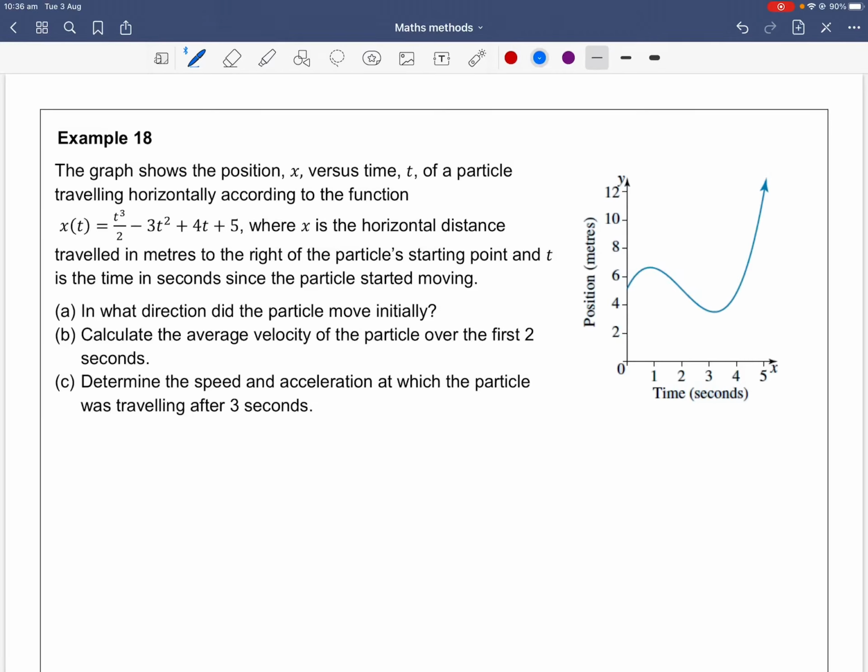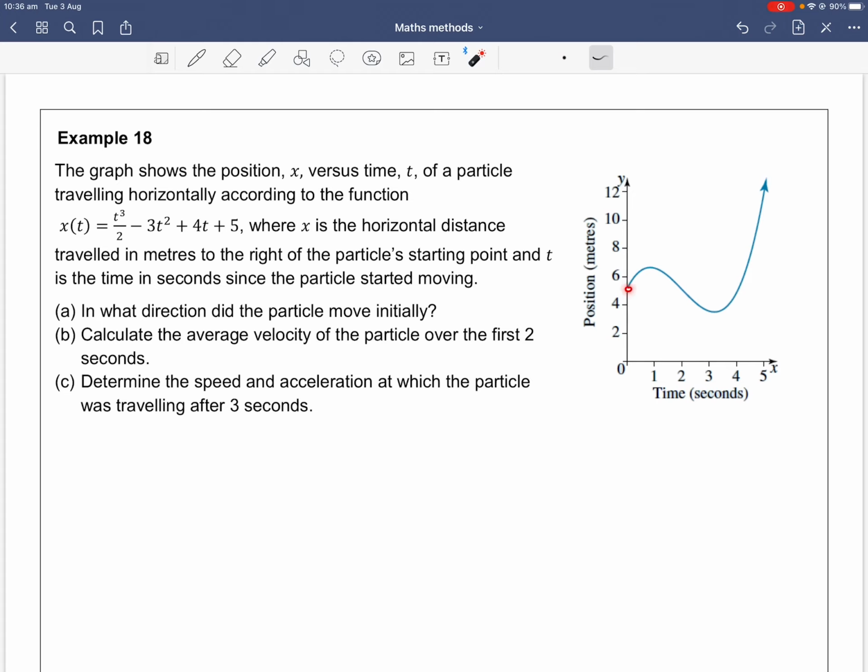Now let's have a look at example 18. It says here that the graph shown on the right is the position x versus the time t of a particle traveling horizontally according to the function given, where x is the horizontal distance in meters traveling to the right of the particle's starting point, and t is the time in seconds since the particle started moving. So we first look at the graph to see what it's talking about.